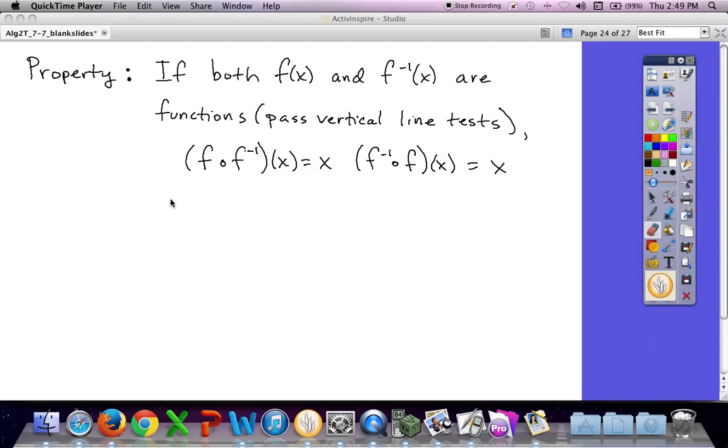Right? This is the main thing we're trying to get at here. The reason why we find compositions is so we can find inverses. The reason that we find inverses is so that we can use this property of inverses to solve what we call, the big fancy name, transcendental functions. Okay, transcendental functions. We need this property to be true.